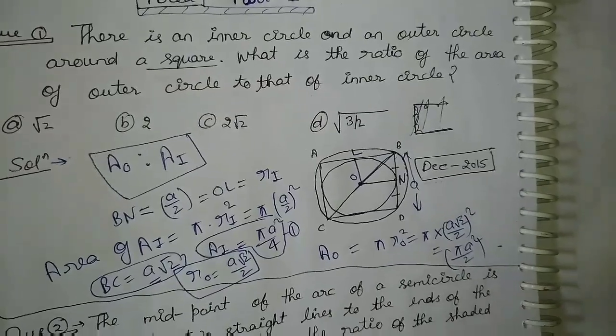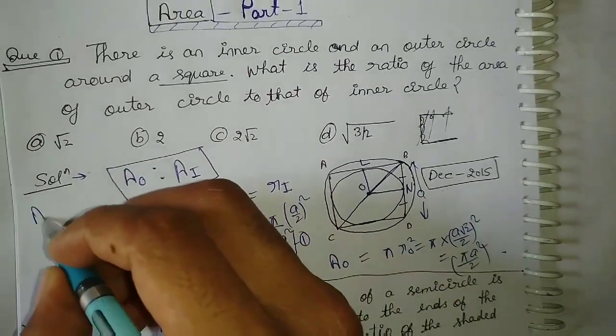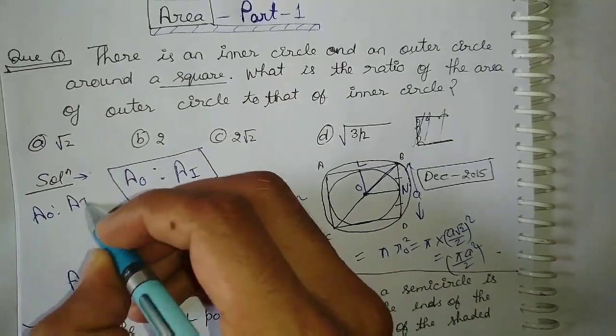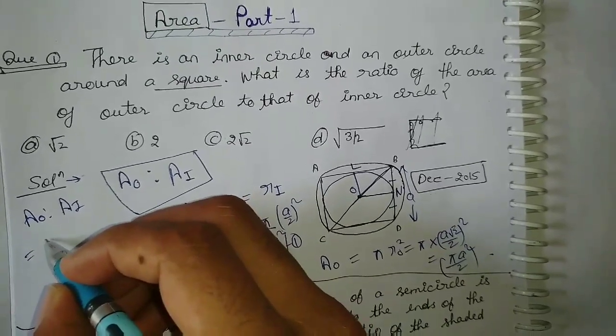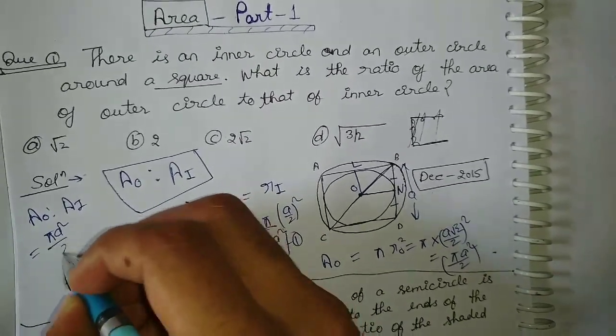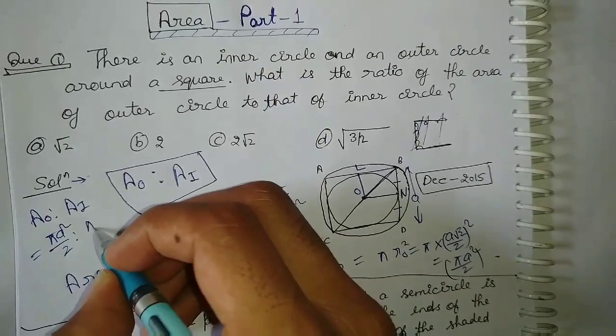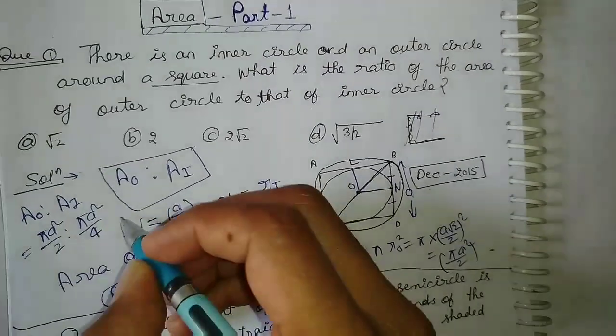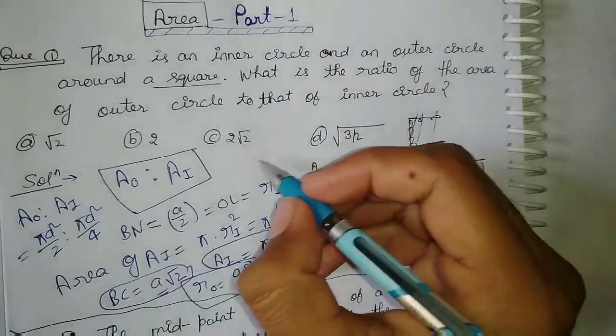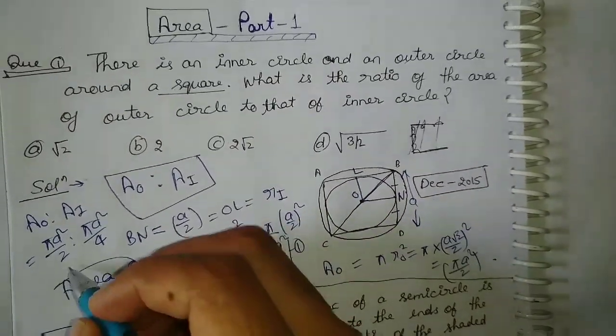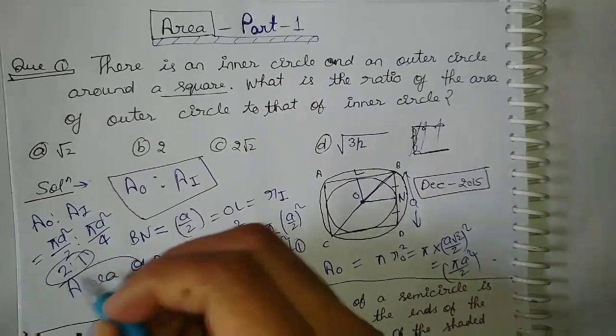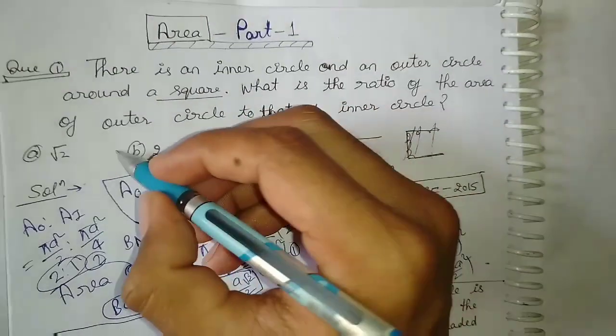Now I have to find the ratio of the outer circle area to the inner circle area. It is very clear that pi A square by 2 is 2 pi A square by 4. This is nothing but 2:1, or simply 2. So the option is B.